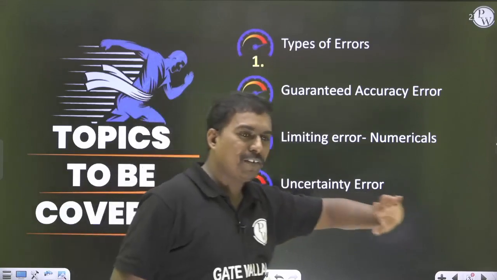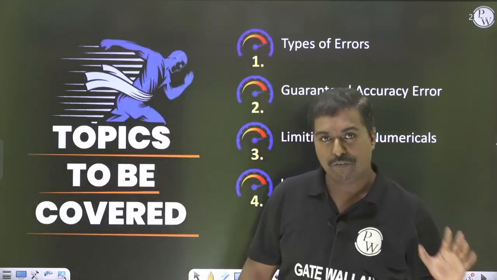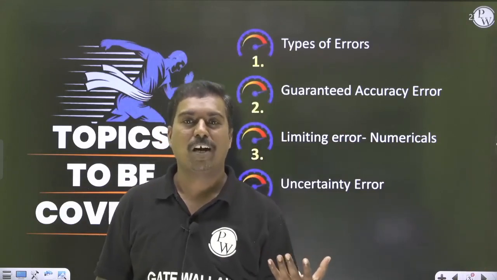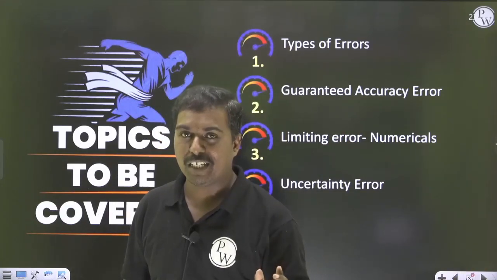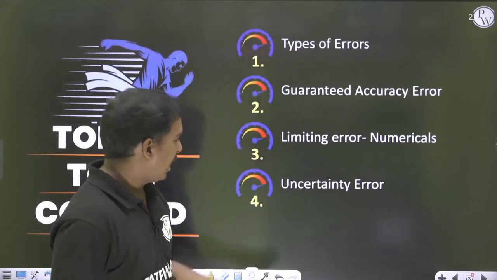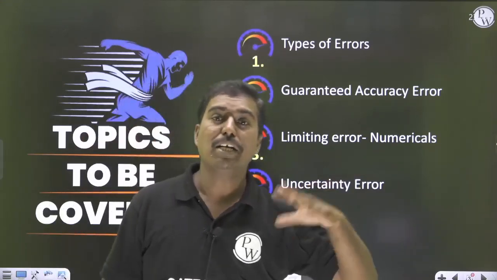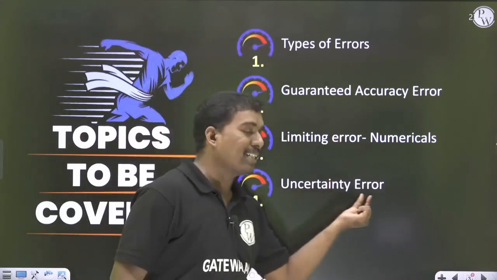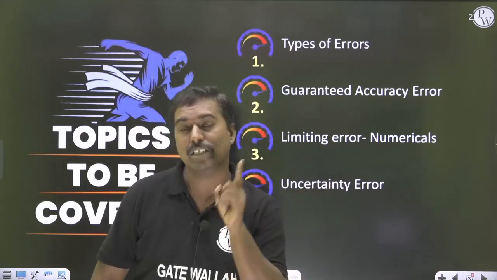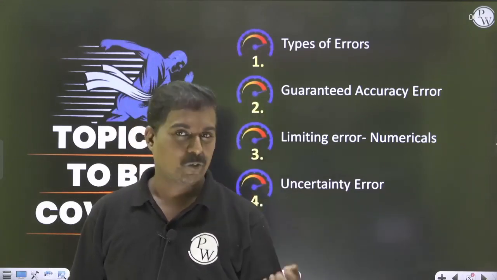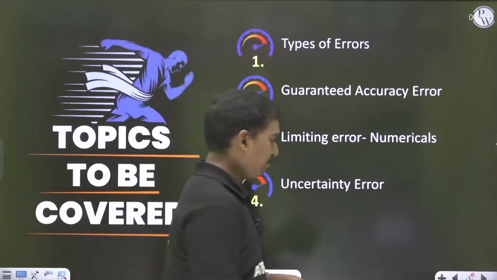If you open the previous year GATE papers, a number of times questions are asked on guaranteed accuracy error and limiting error. And finally, a number of numericals, maximum different model problems I am going to discuss. Next comes the uncertainty error. Uncertainty error is also one of the important errors in recent exams; in recent papers, questions are asked on uncertainty.